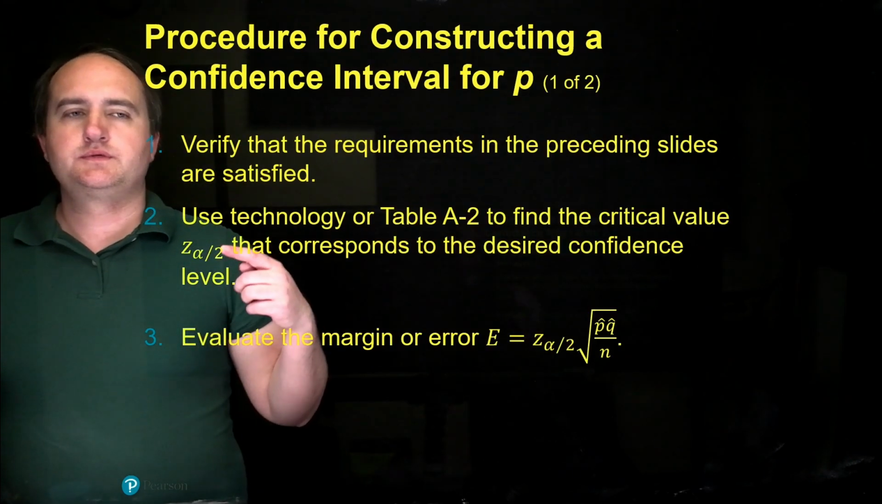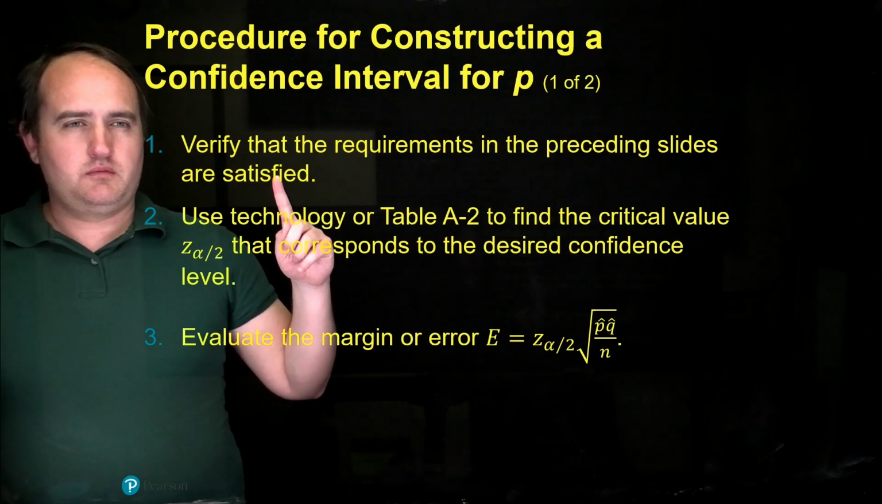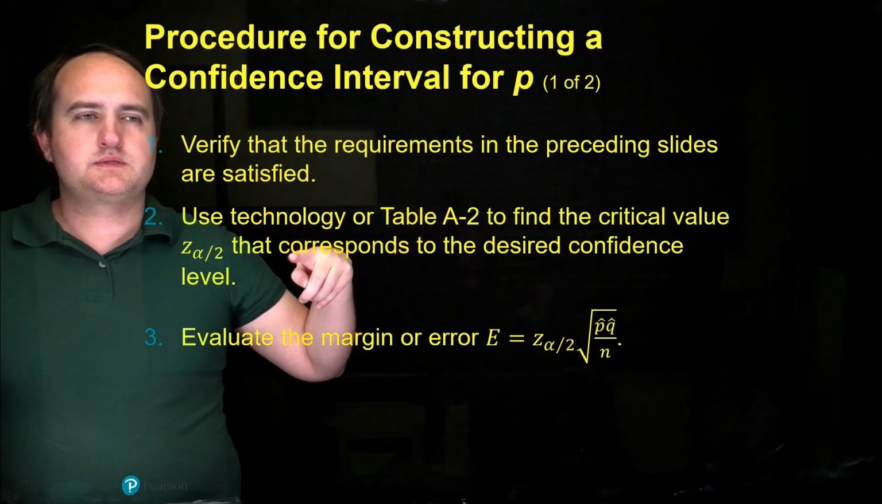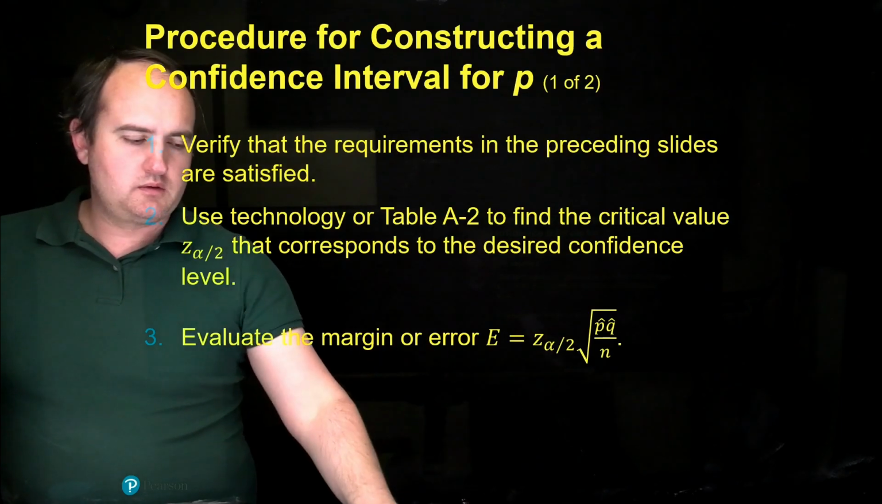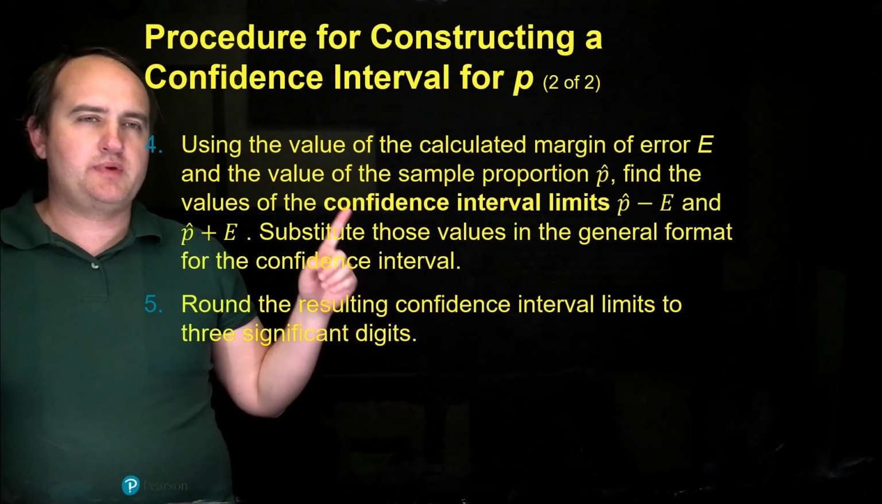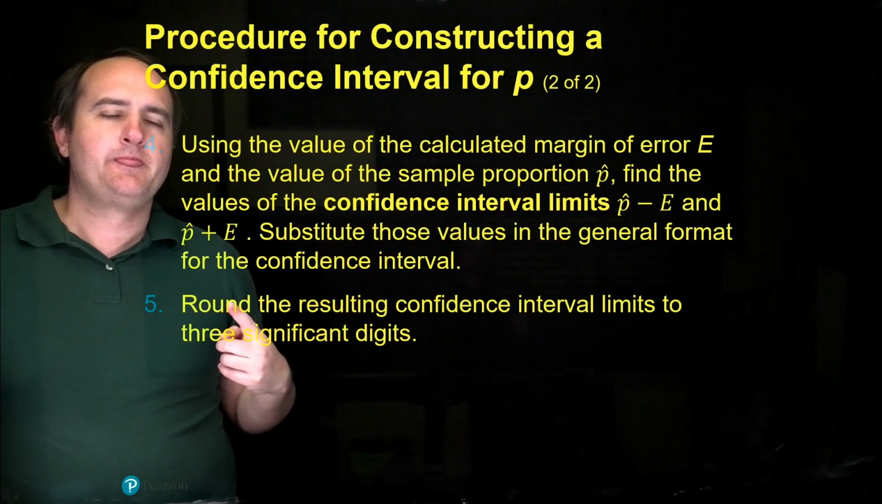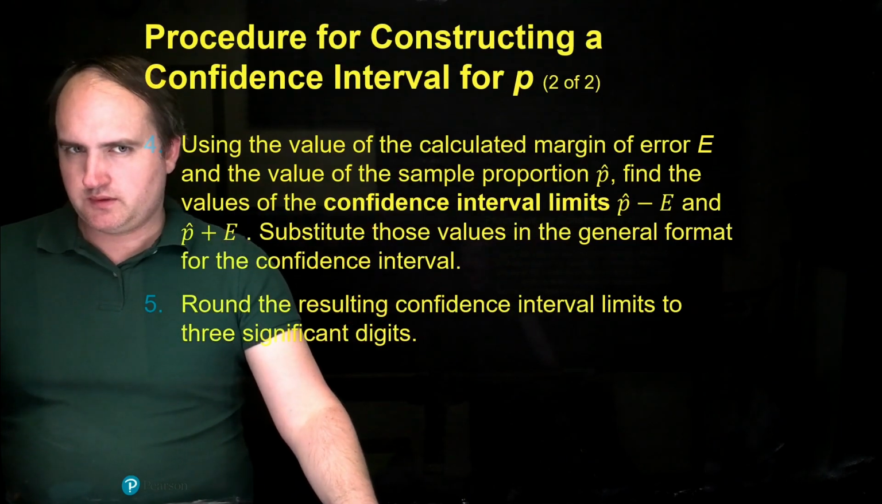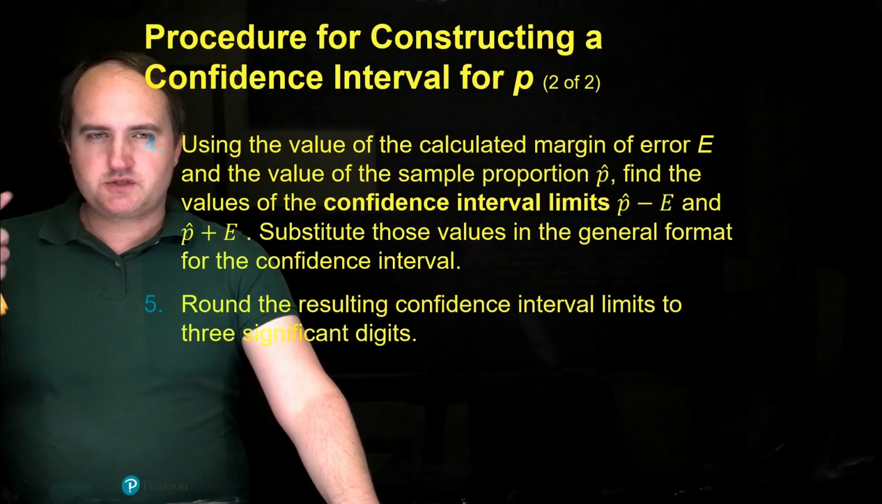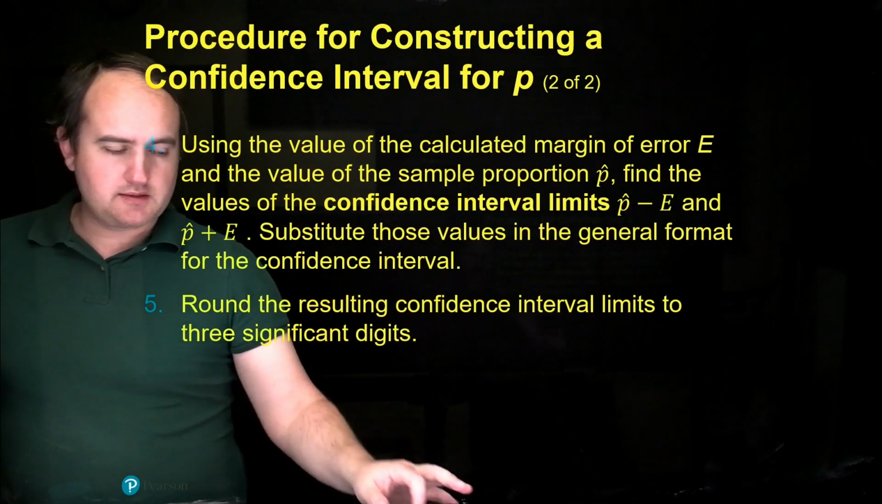All right, so if you verify those requirements and you have the critical value, then you can do the margin of error, and then we'll be able to write the confidence interval and then round the result. So it's going to be a 5-step process, but it's really easier to just go into the example. We can come back to this.